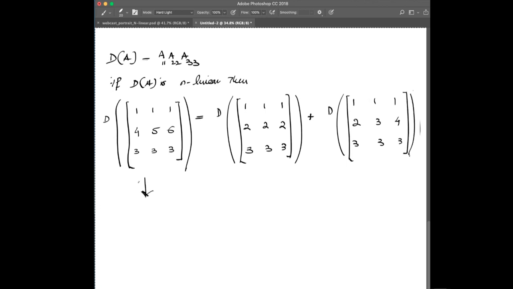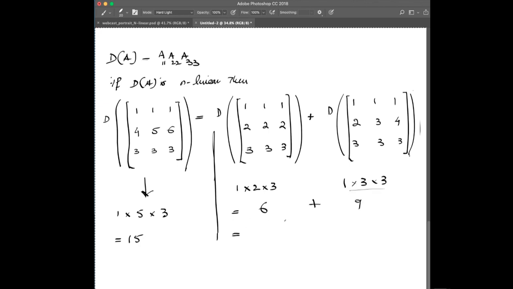So on the left side, the product is 5 times 3 times 1 equals 15. On the right side, when d is applied to the first matrix, it is 3 times 2 times 1, 6, added to which 3 times 3 times 1 equals 9, and the sum again is 15. So 15 on both sides is the same, therefore the function d of A is a three-linear function.